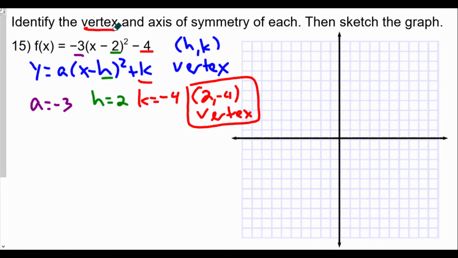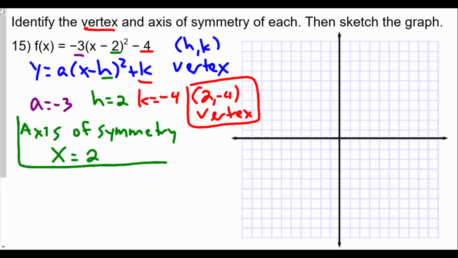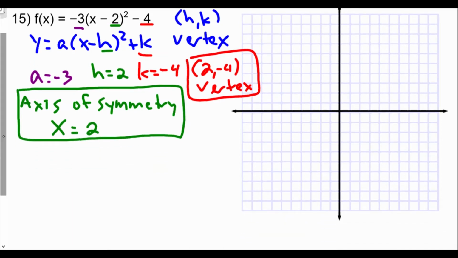Now, the axis of symmetry actually is found within the problem, because the axis of symmetry is the x value of the vertex. So our axis of symmetry is going to be x equals 2. So when we have this in the form already, all we're doing is dissecting it, finding the a, h, and k values, and h comma k is the vertex, and h itself, x equals h, is going to be our axis of symmetry.